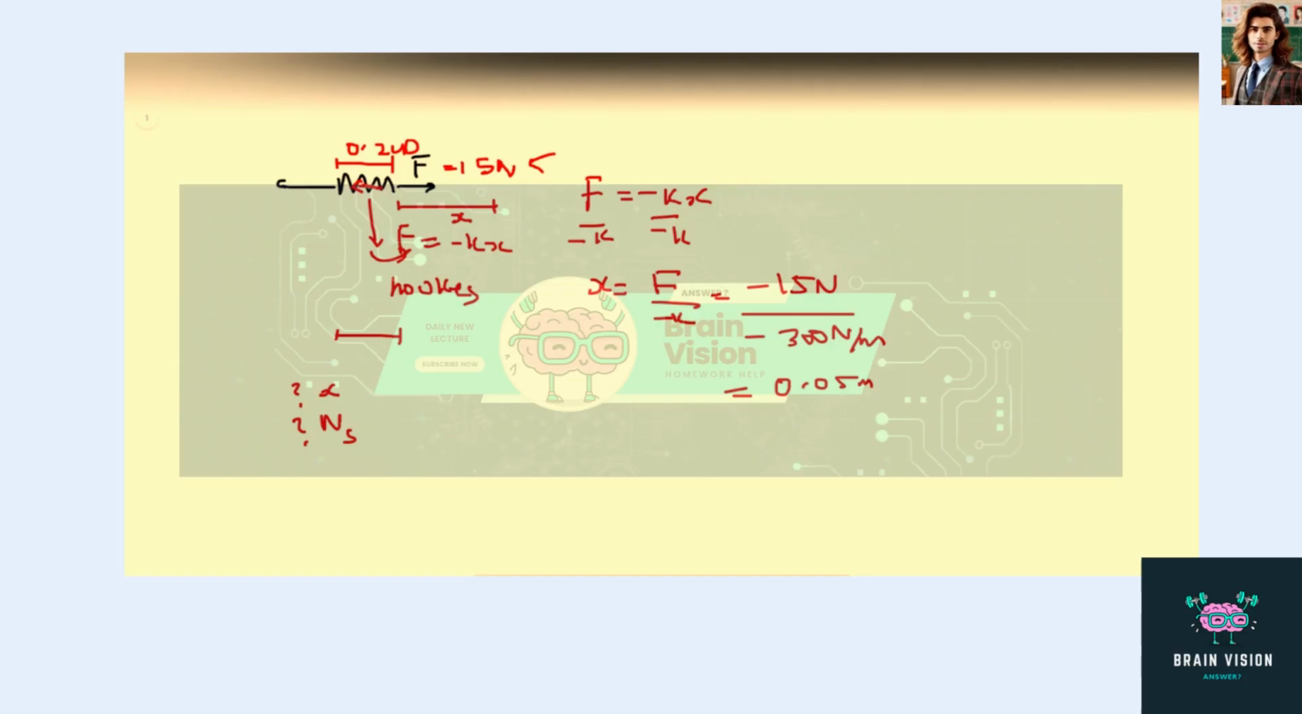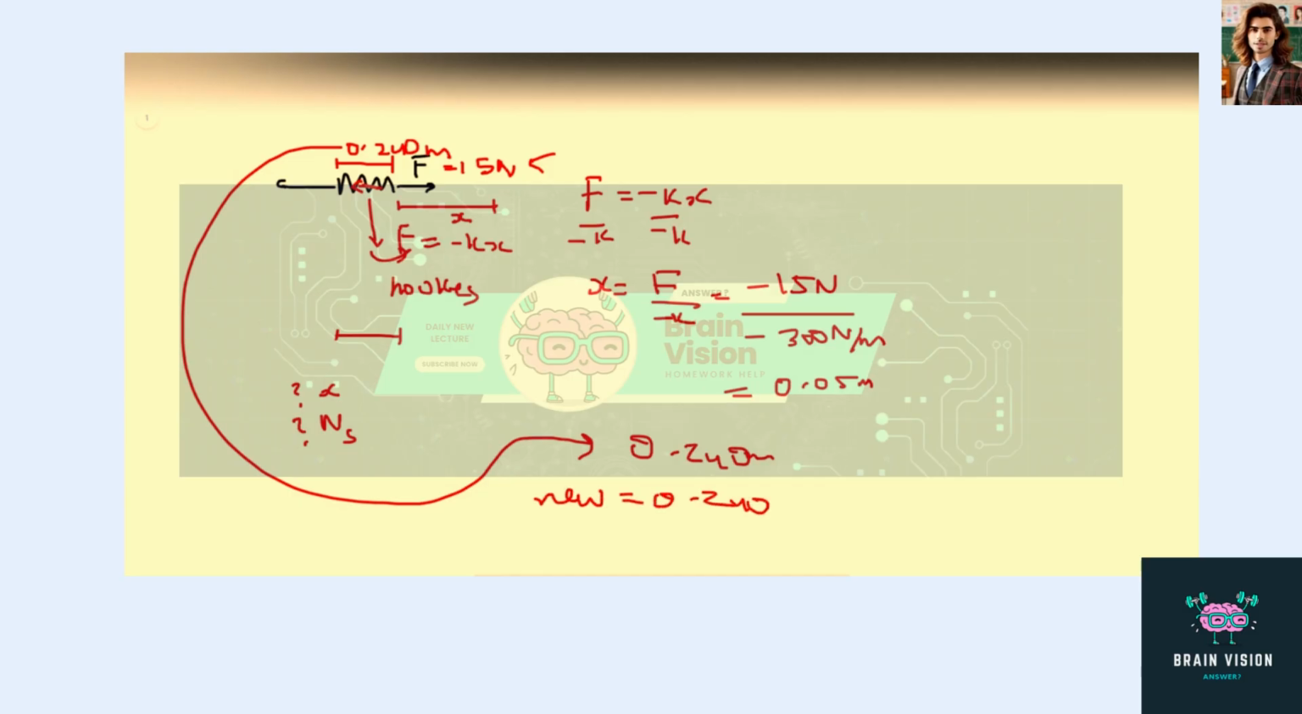The initial length of the spring before stretching was 0.240 meters. So the new length of this spring is going to be 0.240 plus the actual stretch, which is 0.05 meters. So we have a final dimension for the length of the spring after stretching, which is 0.29 meters.